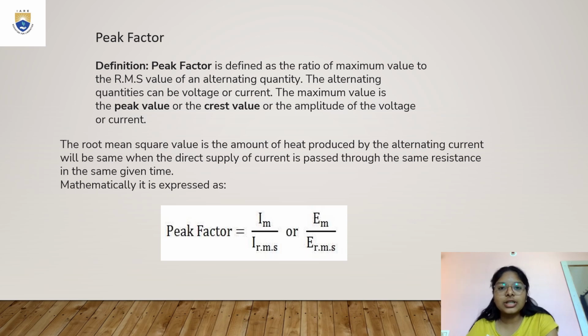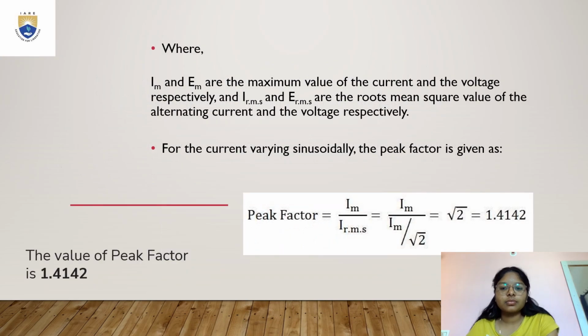Mathematically, it is expressed as peak factor is equal to Im by IRMS or Em by ERMS, where Im and Em are the maximum values of the current and the voltage respectively, and IRMS and ERMS are the root mean square values of the alternating current and the voltage respectively.